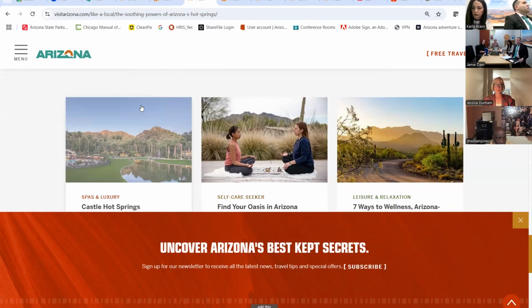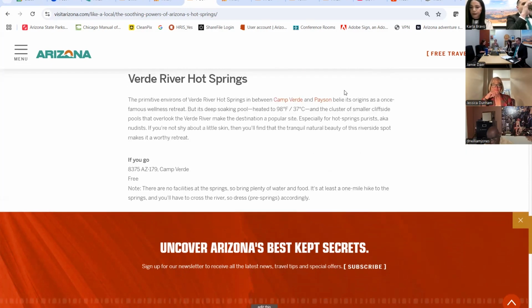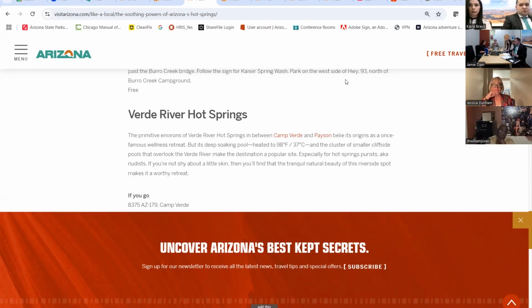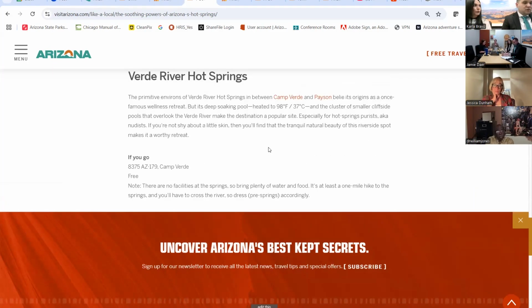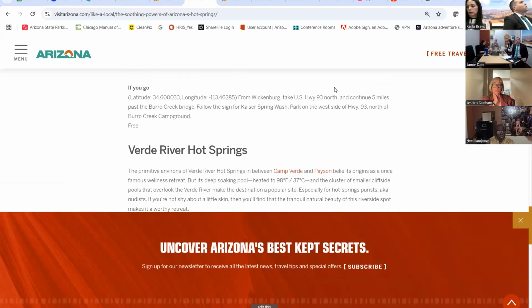Now, normally you'll notice that Castle Hot Springs is here. The Visit Arizona also has business listings. So we'll go back up here. If Verde River Hot Springs had a business listing with us, it would come down here. So it's an opportunity to take people who are really engaged, give them more content, and then of all the things or the businesses that we talked about on that story, to say, hey, were you really interested in going to Verde River Hot Springs? Well, their business listing is down here.